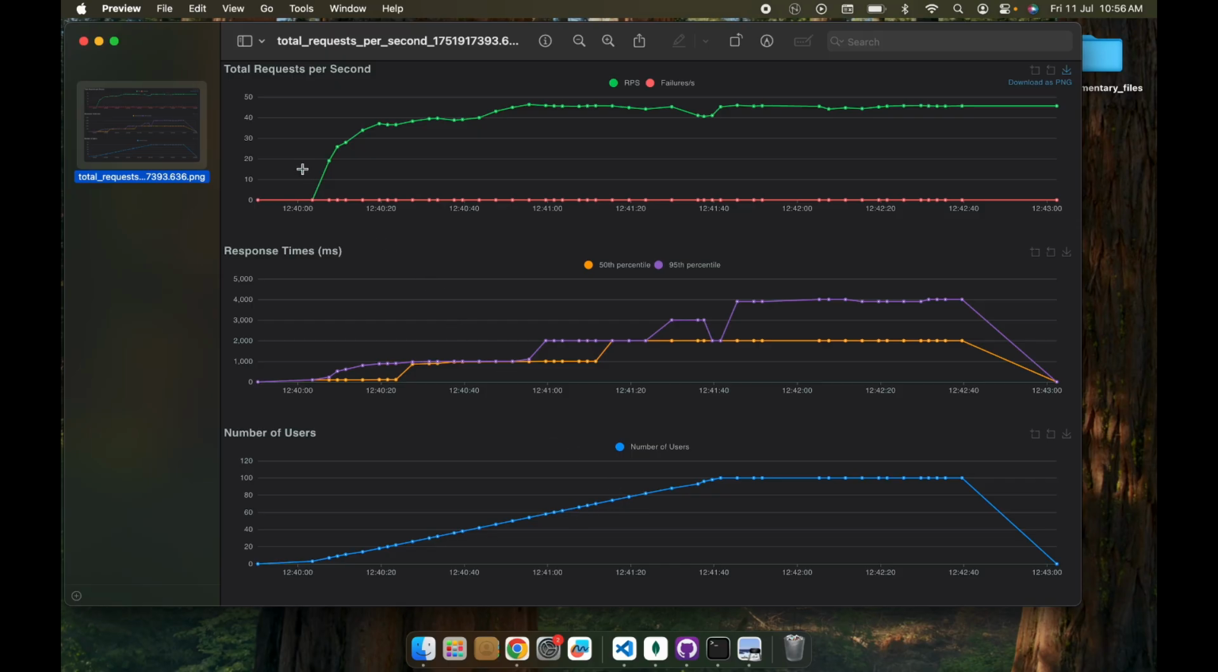We can see that the total requests per second with this original architecture does not exceed 50 at any time. It tops out at about 45. Additionally, the average response time goes up to 2 seconds, and the 95th percentile response time goes up to 4 seconds, which isn't great. However, before we decided to change the architecture, we ran a few more tests.